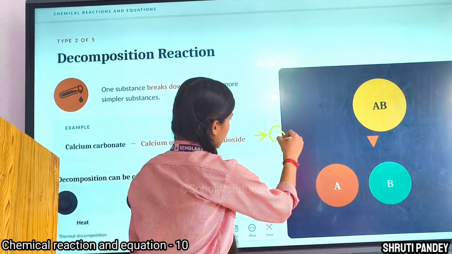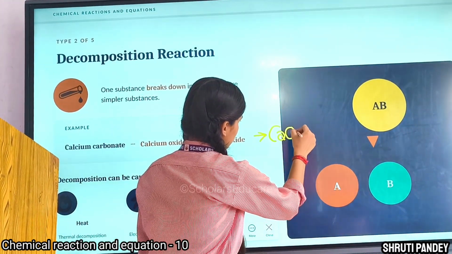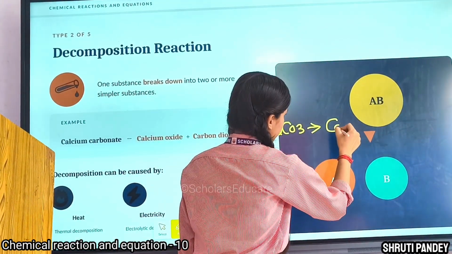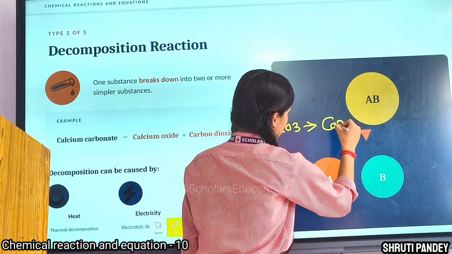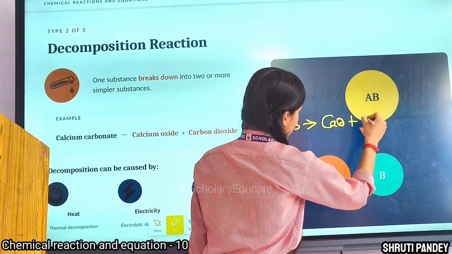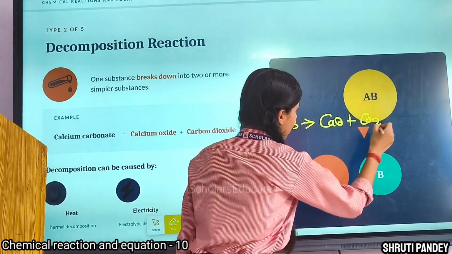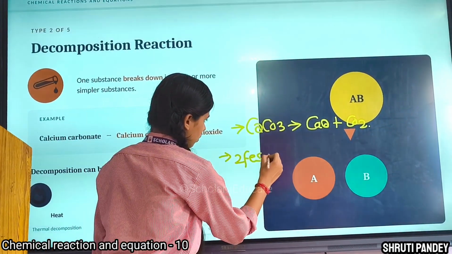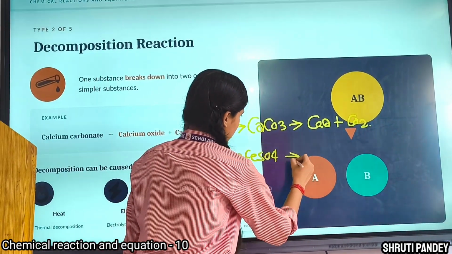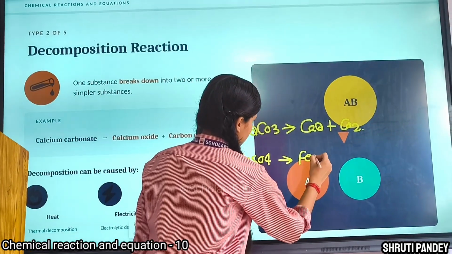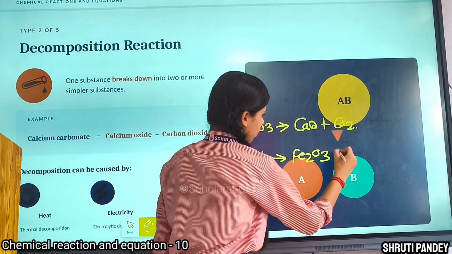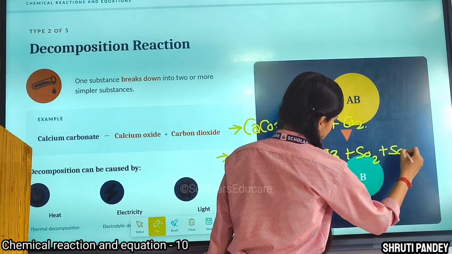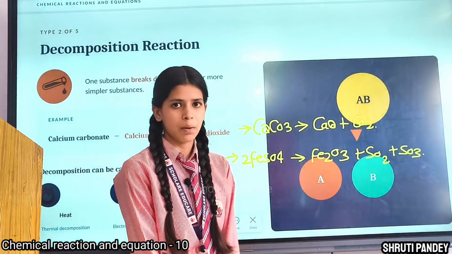Let's understand the examples of decomposition reaction. The example of decomposition reaction is calcium carbonate gives calcium oxide and carbon dioxide. Another example is ferrous sulfate gives ferric oxide, sulfur dioxide and sulfur trioxide. So this is the example of decomposition reaction.